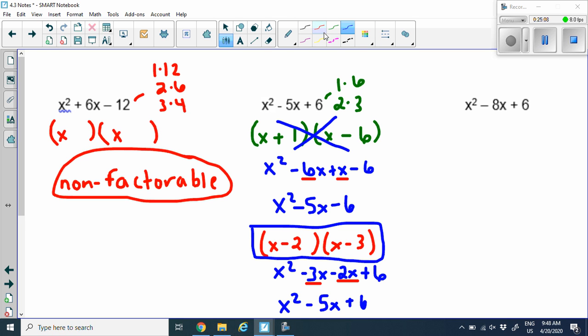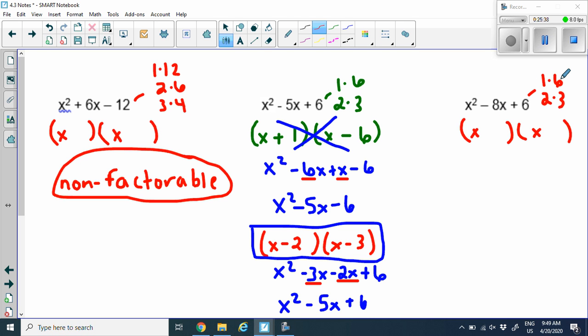Okay, let's go ahead and go over this. So notice that my a value is 1, so I'm going to create my two sets of parentheses, put x and x. Now I need to figure out the factors of my constant. Remember, constant means it's a number without a variable. Factors means numbers that multiply. Okay, I have 1 and 6 and 2 and 3. Now let's see which pairs add up to our middle term, which is going to be negative 8.